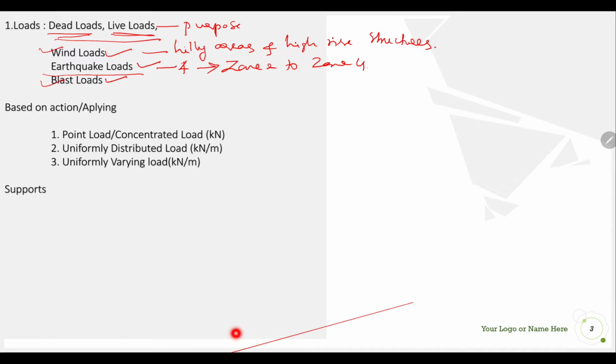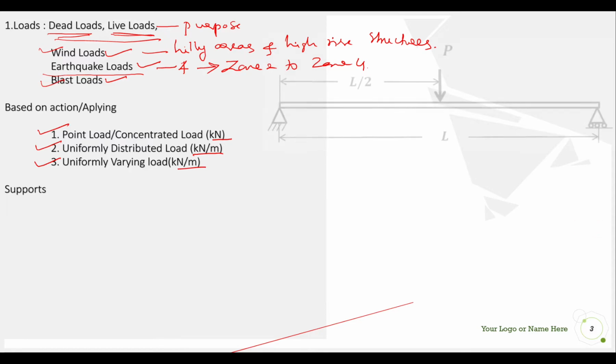So these are the loads we are applying in point load format, uniformly distributed load format and uniformly varying load format. Already I explained this, what are the different types of loads, what is the unit of that, what is the meaning of that, all those things have been explained in the previous videos. Please go to those videos and see that, if you are not understanding that. Anyway, this is a very basic class.